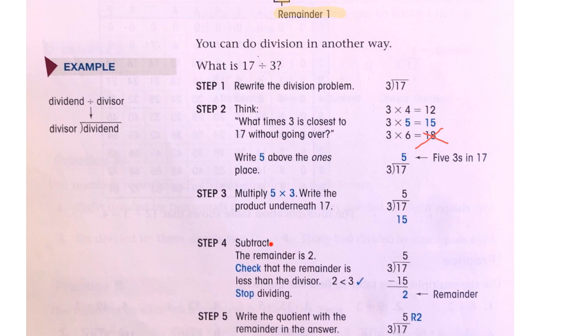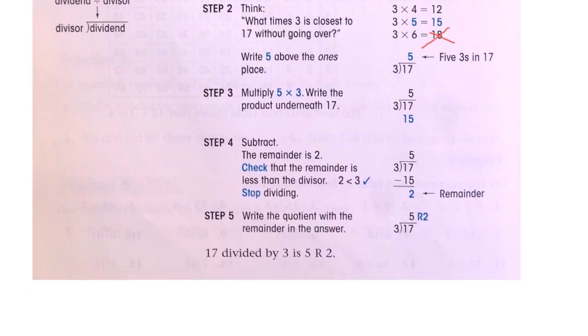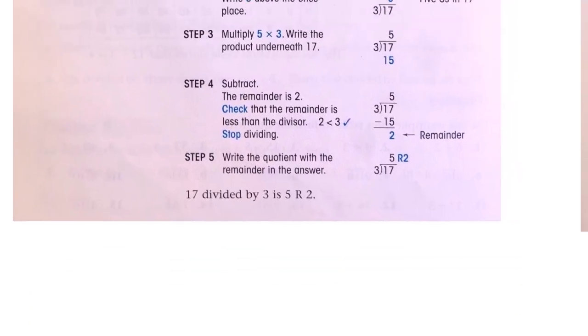Step 4, subtract. The remainder is 2. Check that the remainder is less than the divisor. 2 is less than 3, so that's okay. So we can stop dividing now because of that. Step 5, write the quotient with the remainder in the answer. 17 divided by 3 is 5, remainder 2. And this is how the answer looks over the division box. 5, remainder 2.